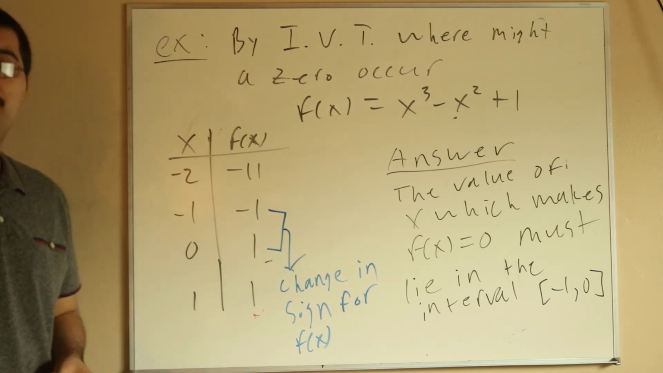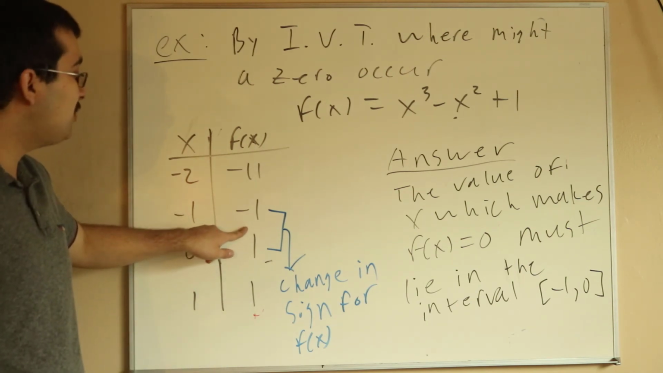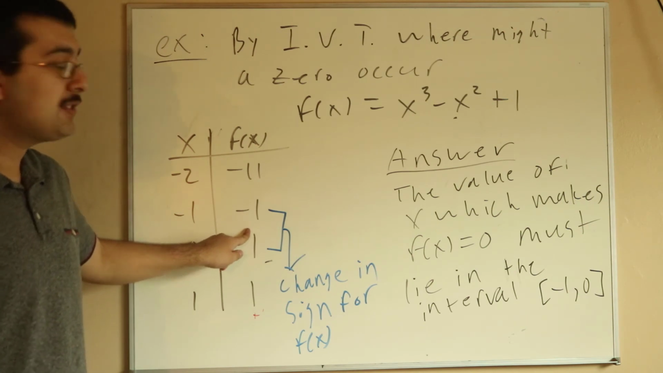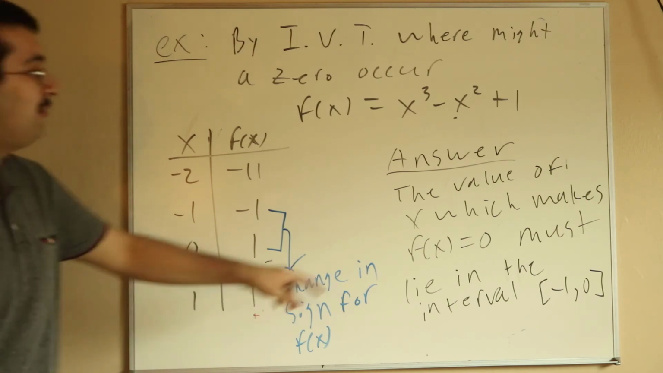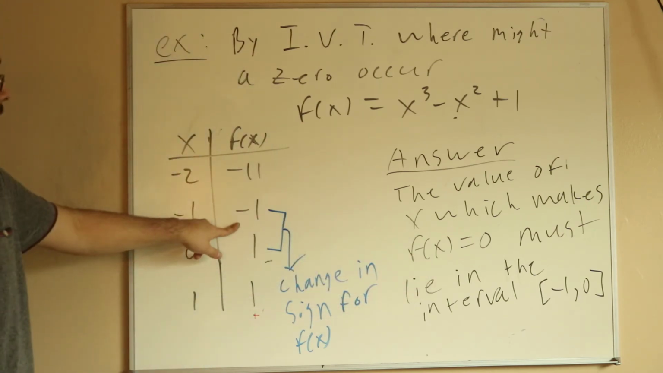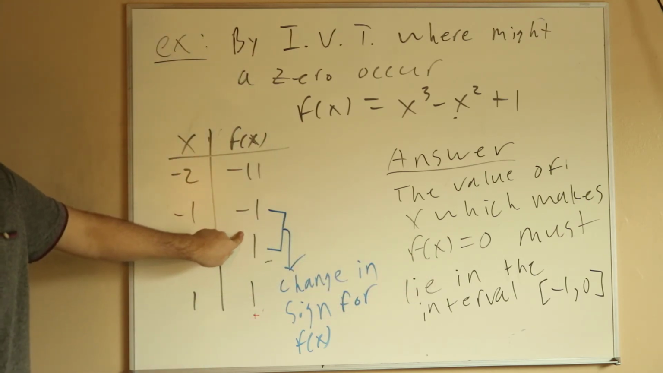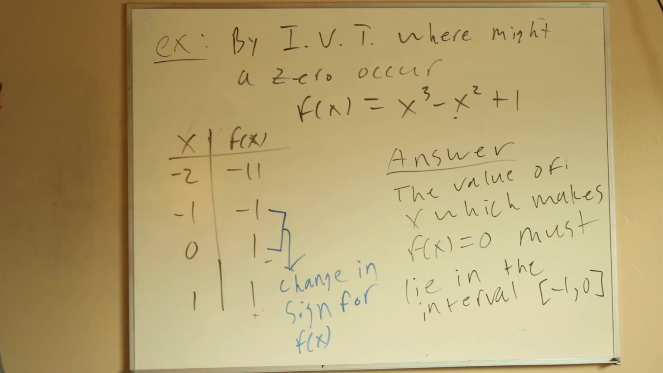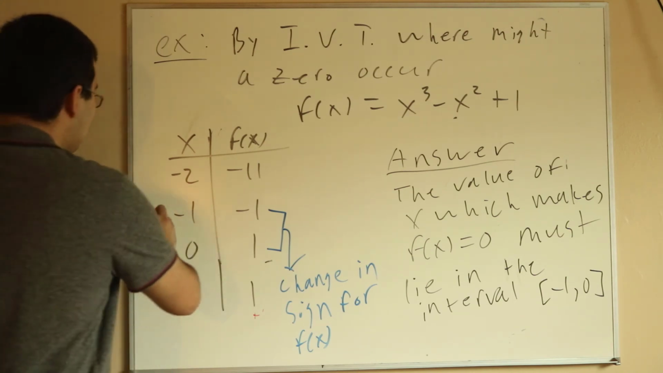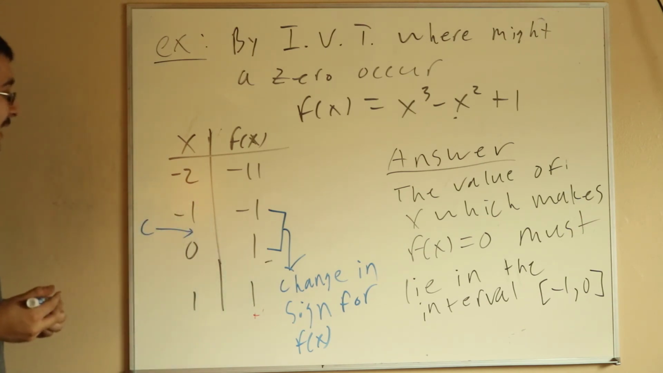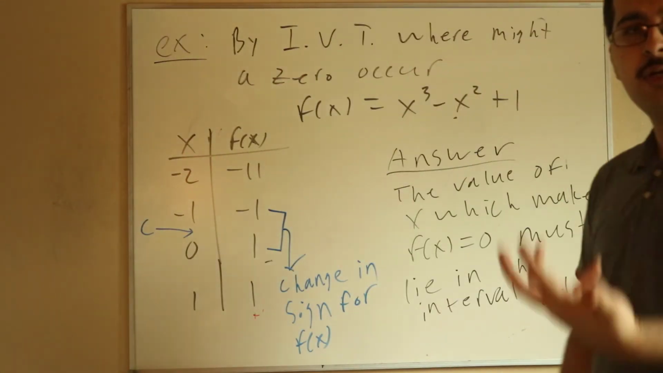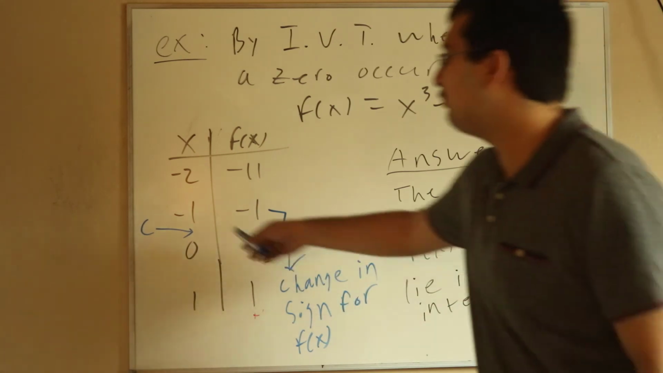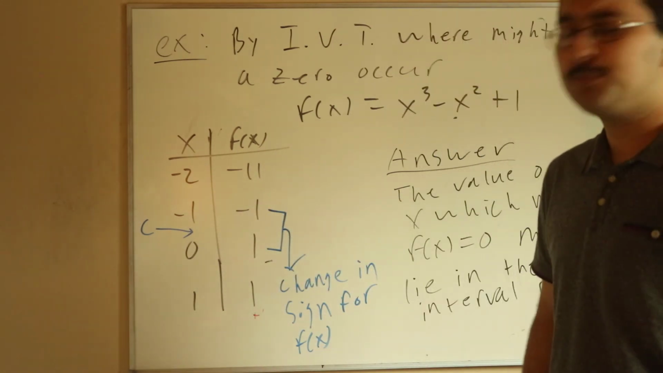So by the intermediate value theorem, since we want our function to equal 0, and since 0 is in between these two values because we have a change in sign, that must mean there exists a value c where c is in between the numbers -1 and 0. So if I want to figure out what the zero is for my function, a good place to start is to look at all numbers in between -1 and 0.